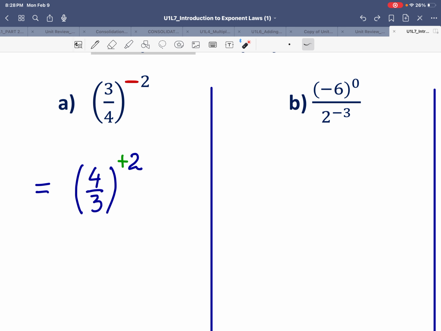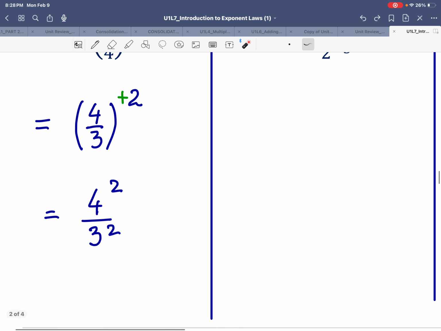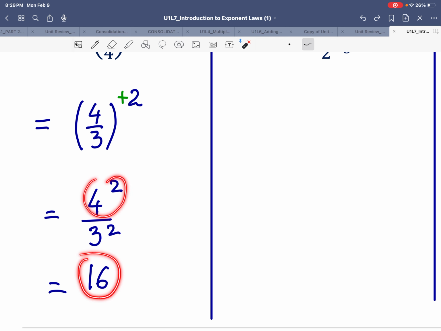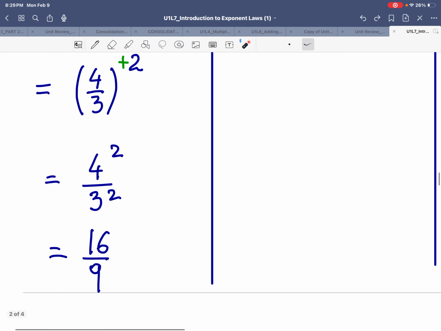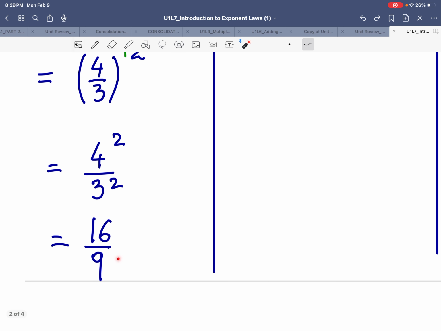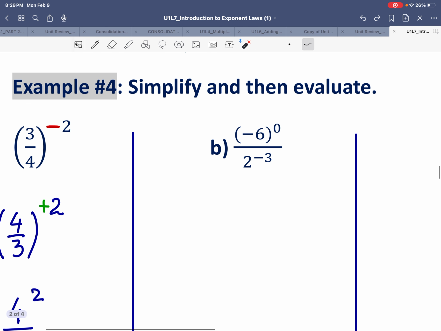The power of 2 is applied to both parts of the base. So that would be equal to 4 squared divided by 3 to the power of 2. Continue simplifying a little bit more. 4 squared is 16. 3 squared is 9. And the final answer is 16 over 9. Normally, you would check for simplifying if possible, reducing to lowest terms, but this is good, so we're going to leave it at that. So let's take a look at another example.